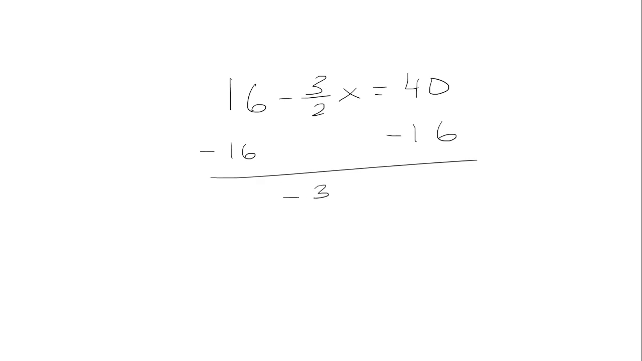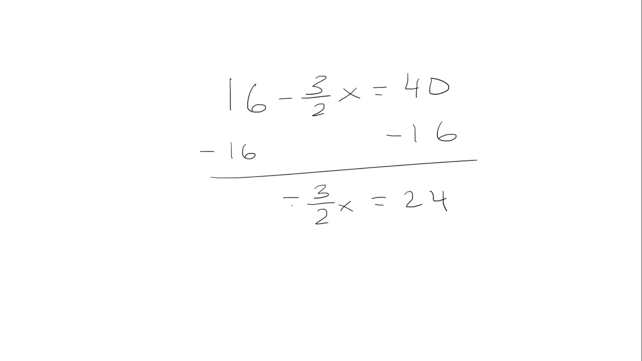Next, I have 16 minus 3/2 x equals 40. I'm going to subtract both sides by 16. 16s are going to cancel. I'm left with negative 3/2 x. 40 minus 16 is 24.